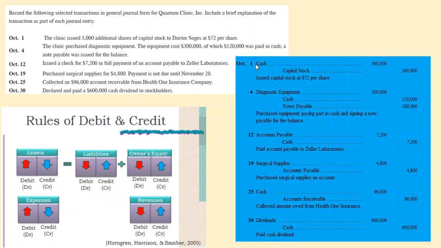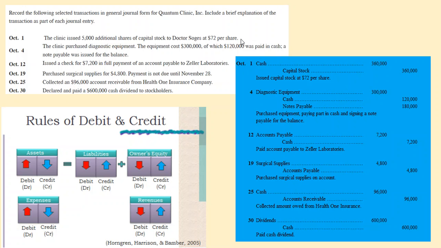All right, the doctor gave the business $360,000 in cash. That means cash needs to go up. Well, cash is an asset account. So in order to make cash go up, we need to post a debit. So we debit cash $360,000. Okay, capital stock also increased because we now have $360,000 of capital stock outstanding.